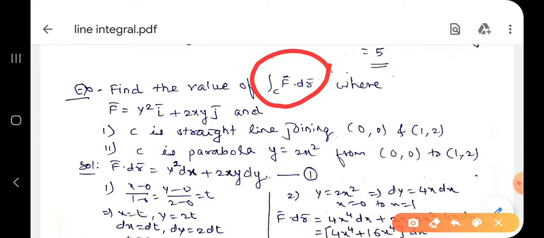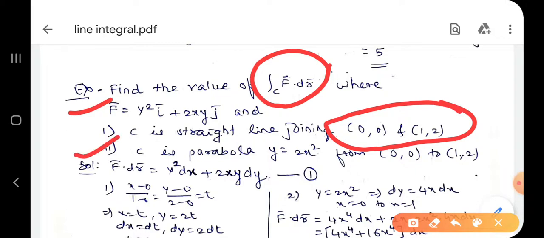Again a line integral, where F bar is given. F bar is y square i bar plus 2xy j bar, and here 0 k bar. There is no k bar here. And along what? Here C. Curve C is the straight line joining (0, 0) and (1, 2). And the second one is important for us. C is a parabola. Which parabola? y equal to 2x square from (0, 0) to (1, 2).